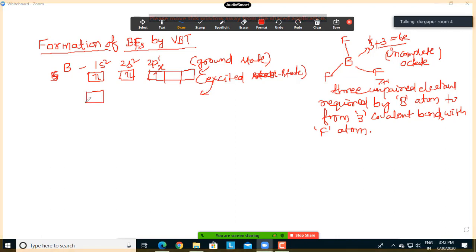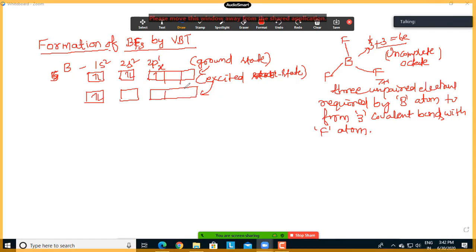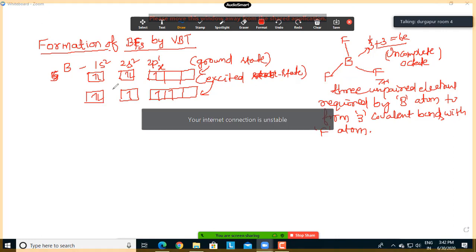Electron from 2s will jump to 2p. So 2px is there and it will jump to 2py. So thus we get 3 unpaired electrons. Okay. So if we get 3 unpaired electrons, now it is eligible to form bond. So boron can form bond.